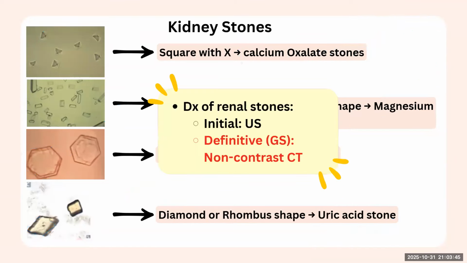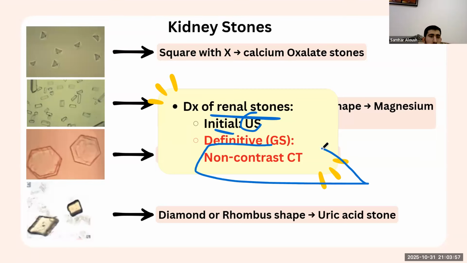Yes. Okay. Now to diagnose kidney stones, renal stones, initially we do ultrasound. So the first test we do if someone comes with a kidney stone is ultrasound. But the definitive and gold standard is non-contrast CT. Why not contrast? Because the stone appears white. If I put in a contrast that looks white, the whole thing will be white. I can't see the stone. So we'll do a non-contrast CT. We'll see everything black except the stone, which will be white.